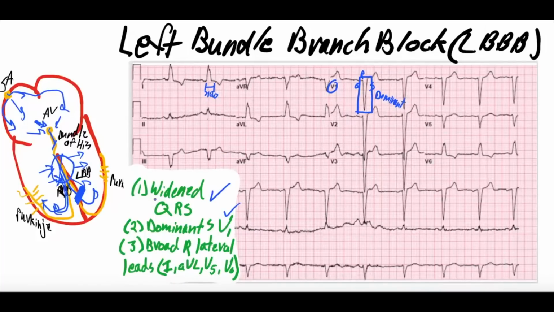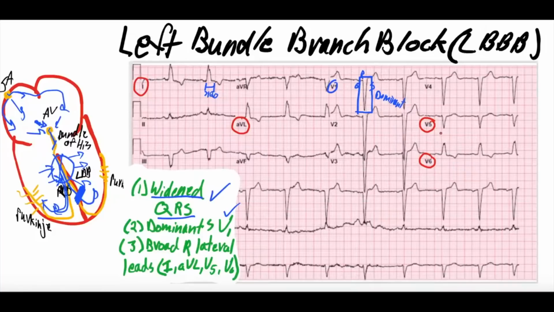Usually we think about this widened QRS and then number 3, which is these broad R waves in the lateral leads. So if we go to our lateral leads, I'm actually going to switch colors here. Let's do it in red. So we go to our lateral leads and I'm going to circle them in red. That's 1, AVL, V5, and V6. And we get these broad R monomorphic waves.